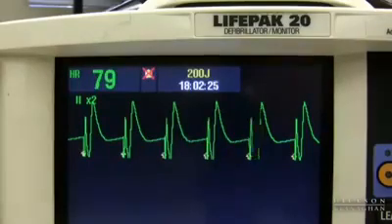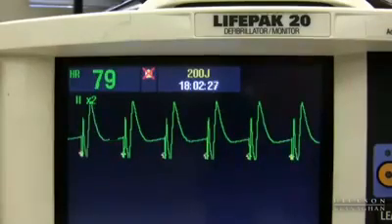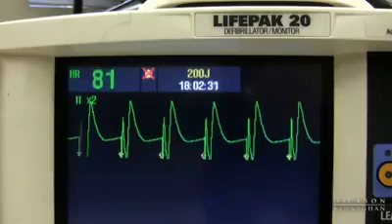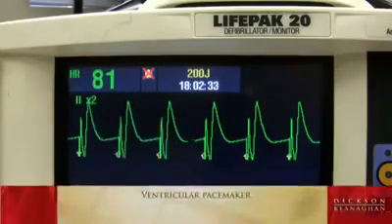I see a spike and an immediate capture. This is a paced rhythm. This is a ventricular pacemaker.